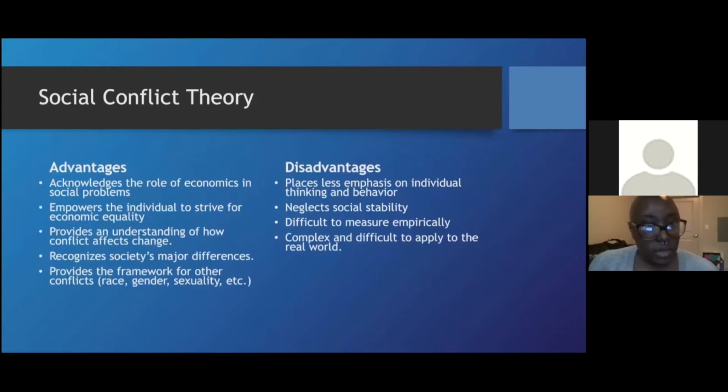Some advantages of social conflict theory are that it acknowledges the role of economics in social problems, empowers the individual to strive for economic equality, provides an understanding of how conflict affects change, recognizes society's major differences, and provides the framework for other conflicts such as race, gender, sexuality, religion, etc. Some disadvantages are that it places less emphasis on the individual thinking and behavior. It neglects social stability. It's difficult to measure empirically, and it's complex and difficult to apply to the real world.